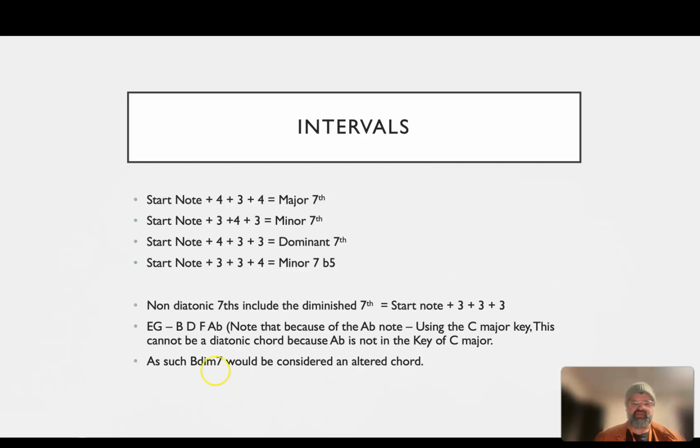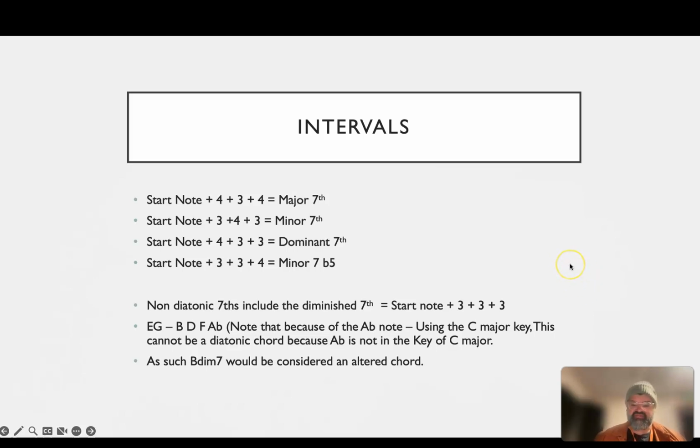Recapping there, a start note plus 4 plus 3 plus 4 is major 7th, plus 3 plus 4 plus 3 is minor 7th, plus 4 plus 3 plus 3 is dominant 7th, plus 3 plus 3 plus 4 is minor 7 flattened 5th. If we were to go for the diminished 7th, we would be flattening that last note in the diminished chord, and that would provide us with the note of A flat, which is not in the key of C major. That's why we're not using it here.